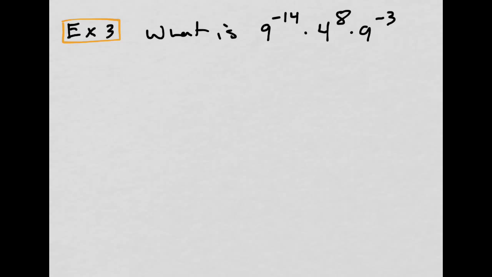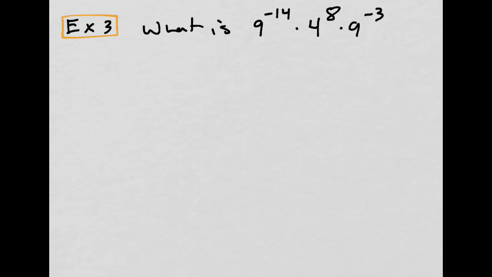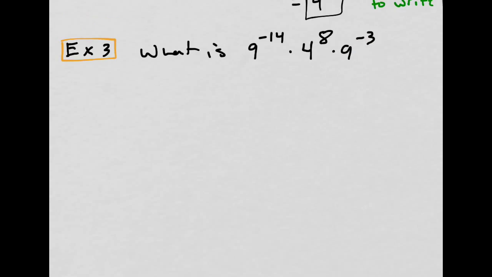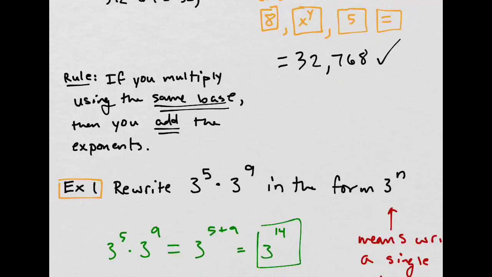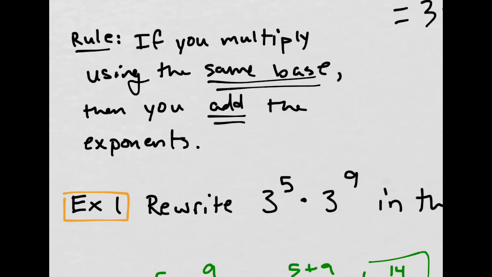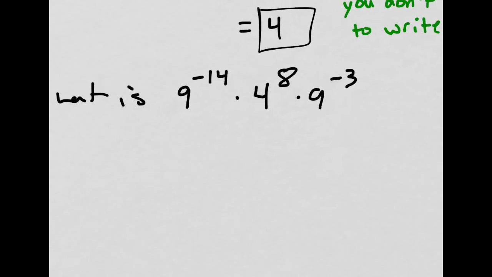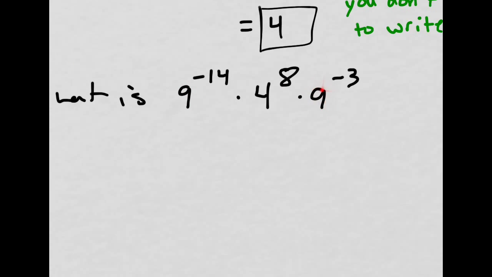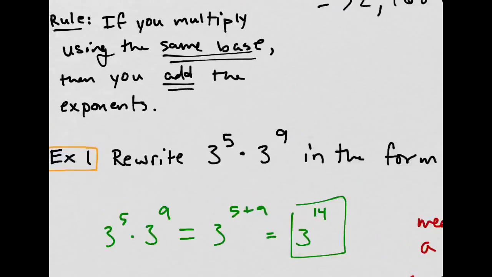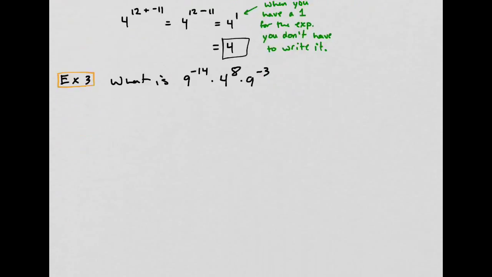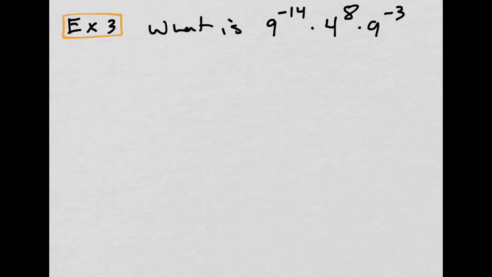What is 9 to the negative 14 times 4 to the 8th times 9 to the negative 3? Interesting. Well, let's look back at our rule. Our rule says if you multiply using the same base, you add the exponents. This and this have the same base. This is not the same base. Oh, no. What do we do? So what do you do for this one?